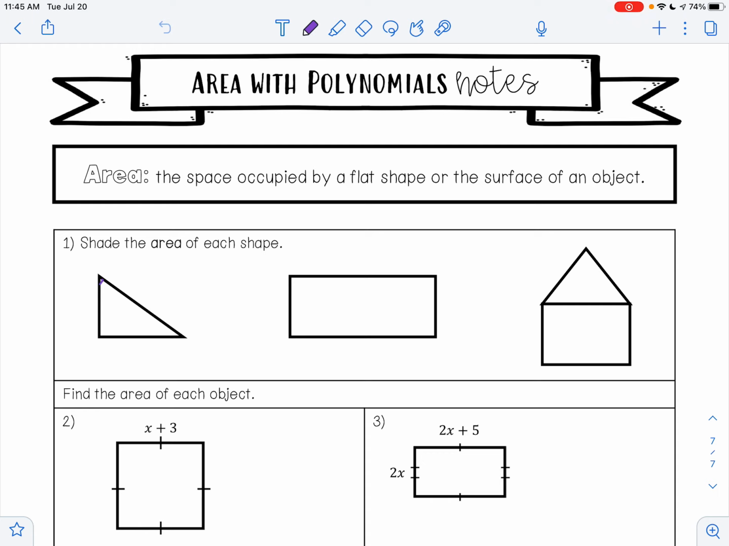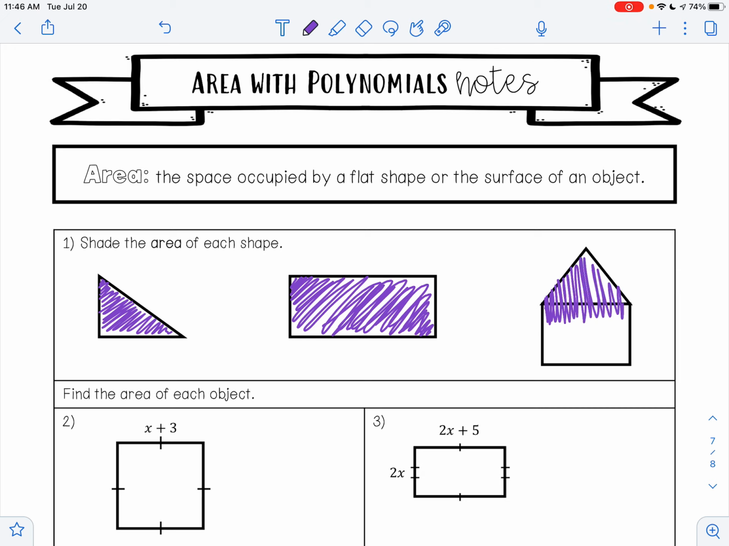So when we find the area of the triangle, we're finding how much space this takes up. When finding the area of a rectangle, we're finding the inside space that shape takes up. And this last one, it's like a house, and it is all of the inside. Your shading skills might be a little bit better than mine, but there we go. So when we're finding the area, we're finding the space occupied by that object.